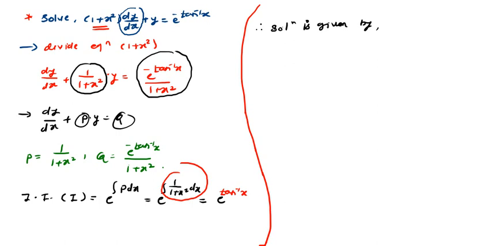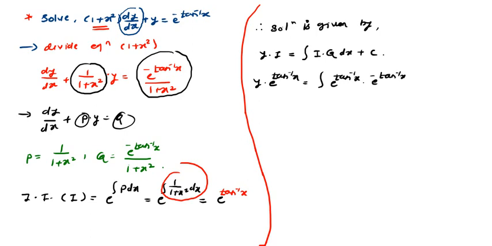y into integrating factor equal to integrating factor into q dx plus c. So y into integrating factor, e to the power tan inverse of x, is equal to integrating factor, e to the power tan inverse x, into q. What is q? q is known to us, that is e to the power minus tan inverse x upon 1 plus x square, dx plus c.